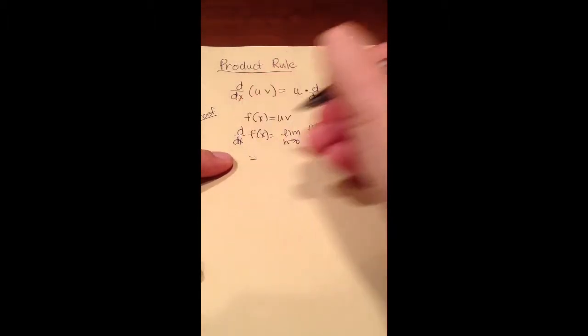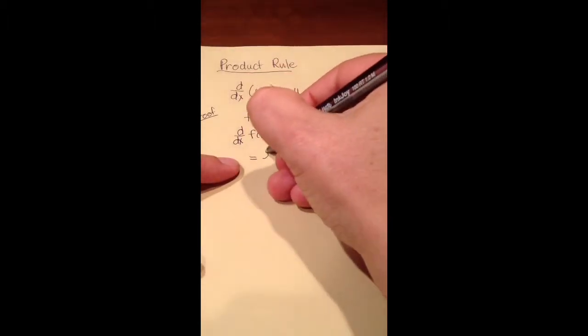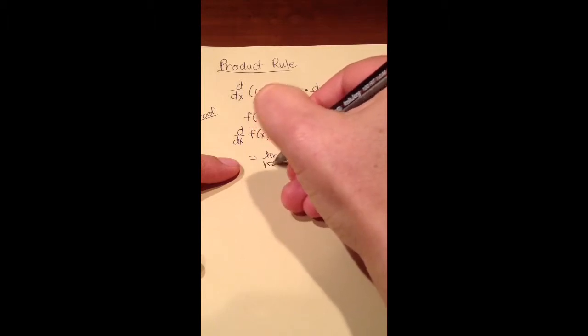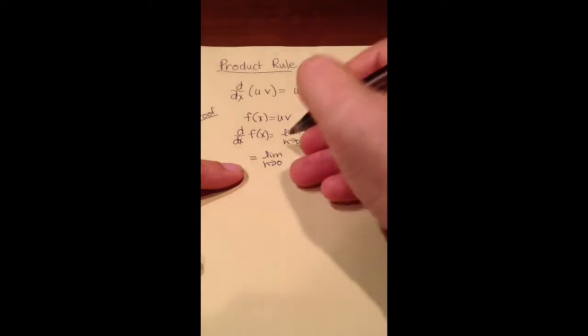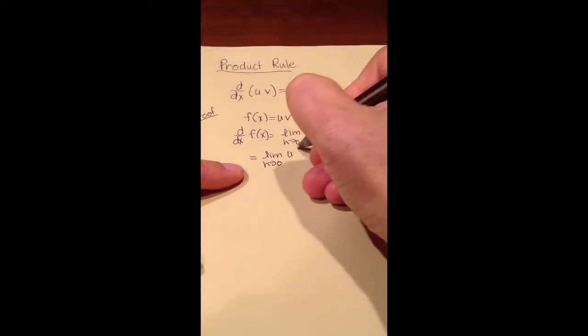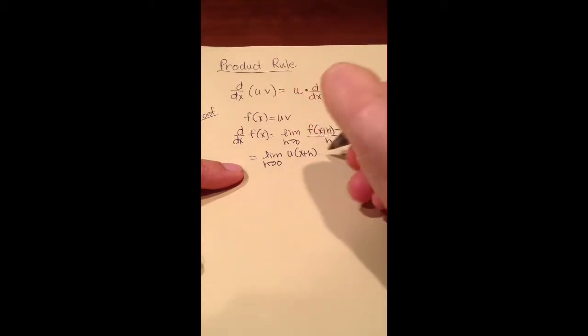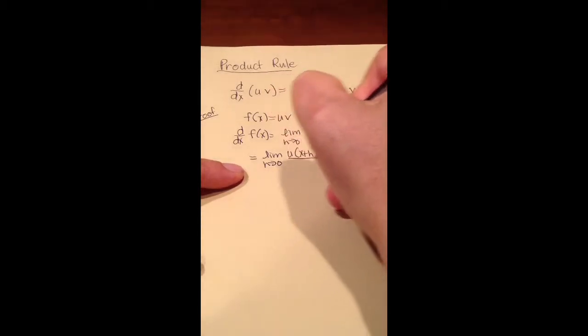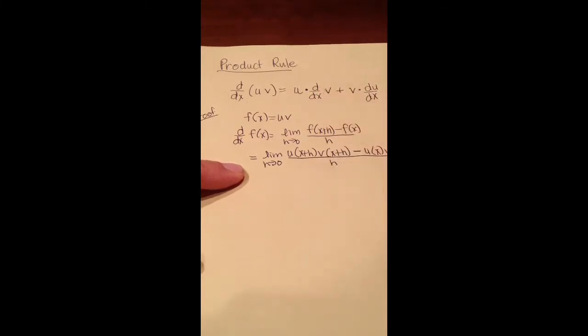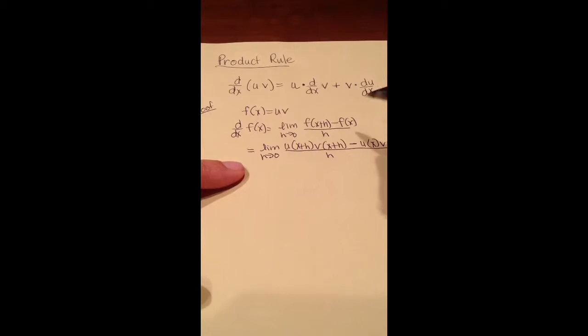Then we're going to look at the derivative. So that's going to be the limit as h approaches 0. And I'm going to look at the first function. So it's going to be u of x plus h times v of x plus h minus, I'm going to plug ux into the function now, so it's just going to be u of x, v of x over h. Okay, now it's not real clear where to go from here.